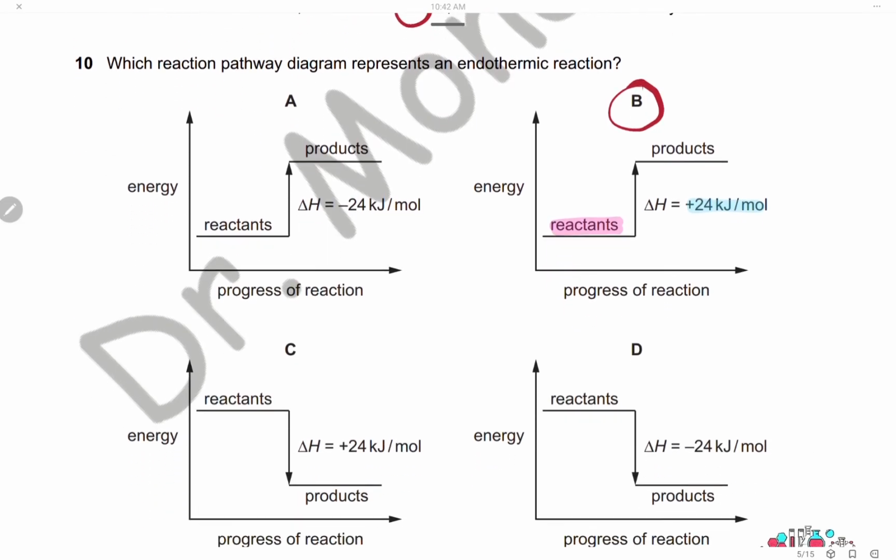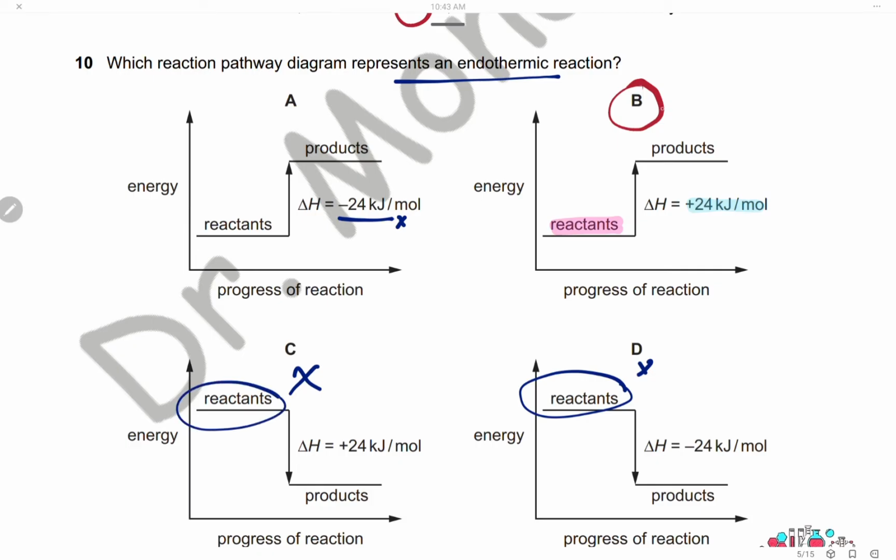Question 10. Which reaction pathway diagram represents an endothermic reaction? For an endothermic reaction, the reactant will be at a lower energy level than the product, and delta H will be positive. So this one is wrong because the delta H is negative, and these 2 will be wrong because the reactant is at a higher energy level than the product. We will choose B because the reactant is at a lower energy level and the delta H is positive.